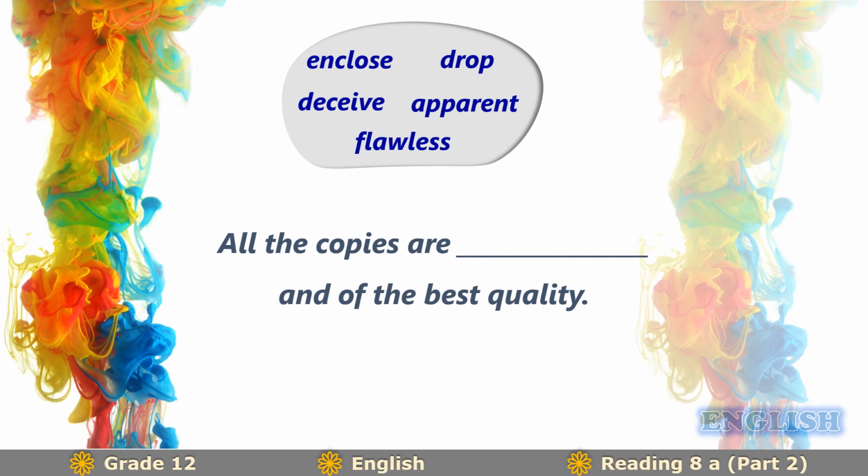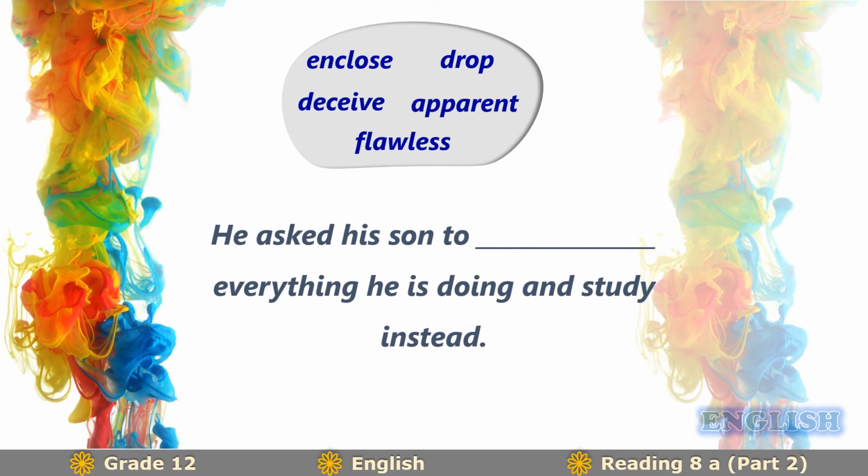The third sentence says, all the copies are space and of the best quality. When something is of the best quality, of course it is going to be, yes, flawless. So all the copies are flawless and of the best quality. And now with number 4, he asked his son to space everything he is doing and study instead. Of course, in this space we need a verb, and this verb is going to be drop. So he asked his son to drop everything, to stop everything, to give up everything he is doing and study instead.